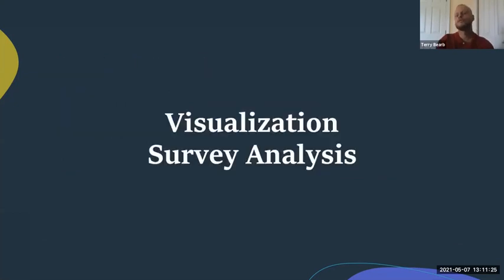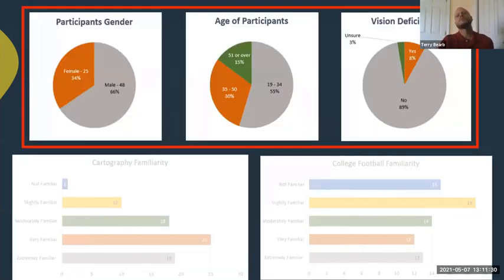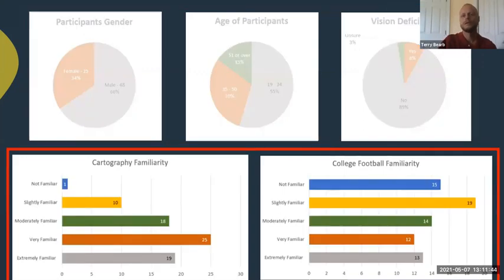Okay, now for some visualization survey results. We had a total of 73 participants in the survey, 48 males and 25 females. Largest age group was 19 to 34, and for vision deficiency, we only had 8% that had a known vision deficiency. We had 25 out of 73 that were very familiar with cartography, and 17 out of 73 that were slightly familiar with college football.